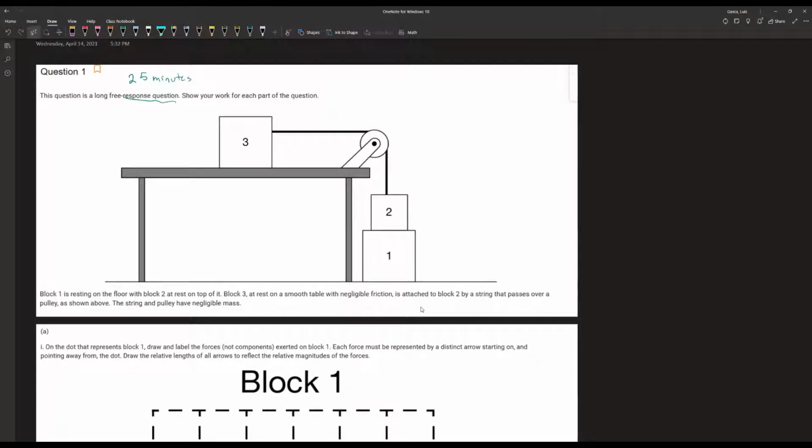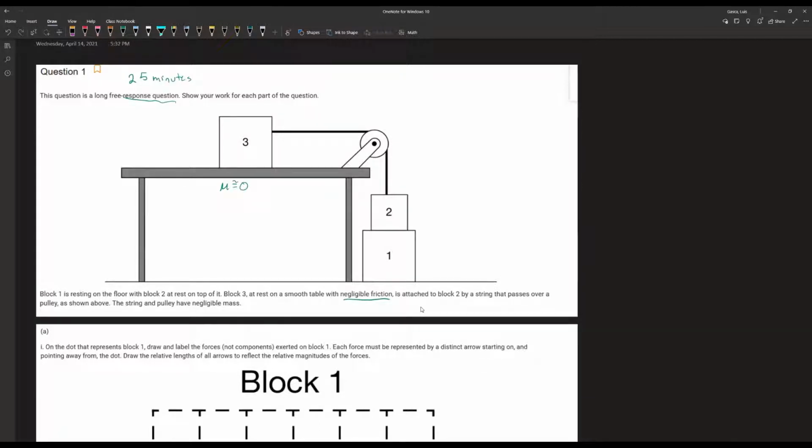And so they tell us block 1 is resting on the floor with block 2 at rest on top of it. Block 3 at rest is on a smooth table with negligible friction. So the coefficient of friction here could be thought of as being 0, which is a multiplier of the normal force so that we can get the friction there. But it will be 0, so 0 times the normal force will give us 0 or negligible friction. Really, I should say approximately equal to 0.